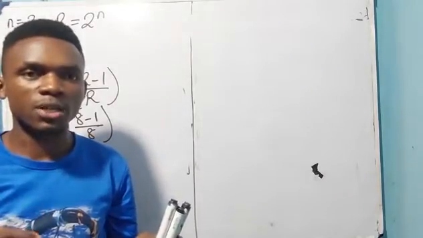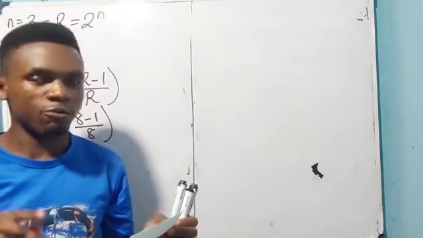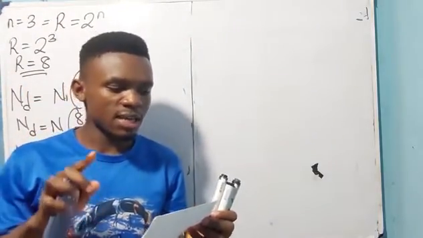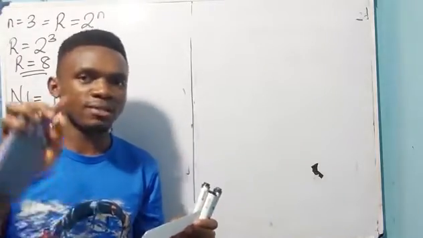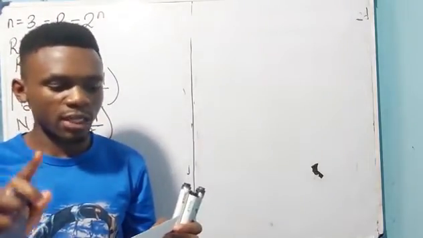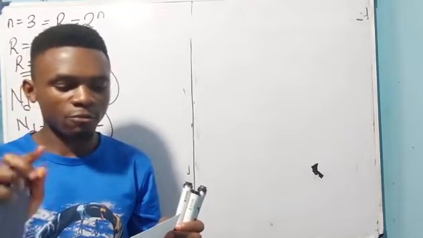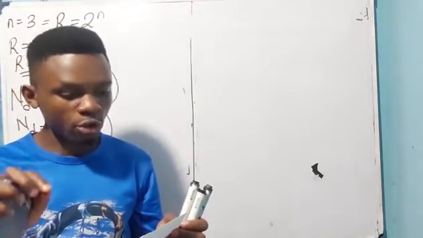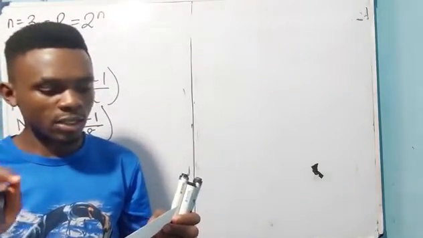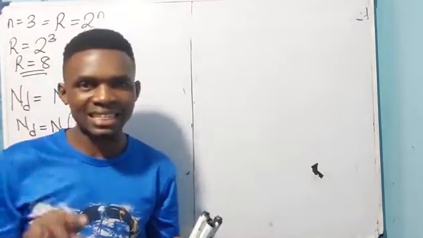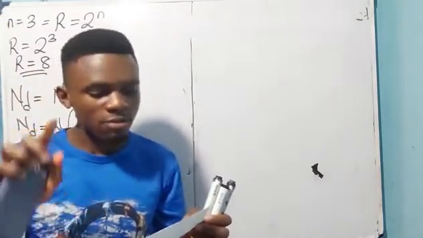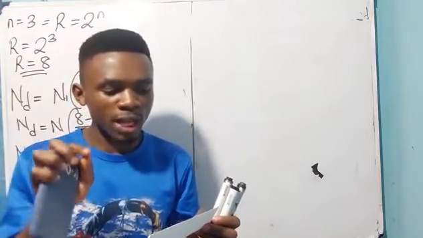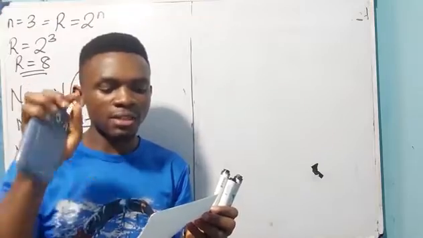A radioactive substance has a half-life of 20 hours. I repeat, a radioactive substance has a half-life of 20 hours. Full stop. What fraction of the original radioactive nuclei will remain after 80 hours? I repeat, what fraction of the original radioactive nuclei will remain after 80 hours?